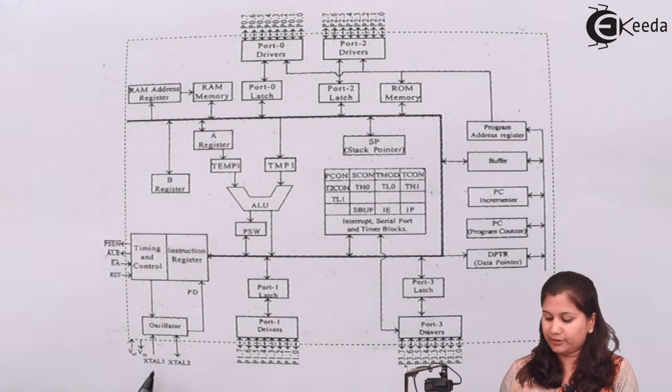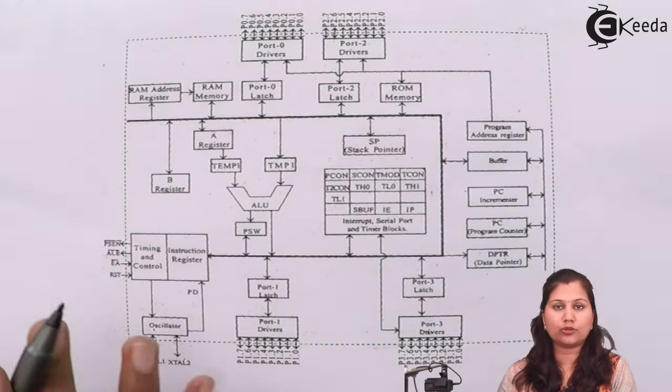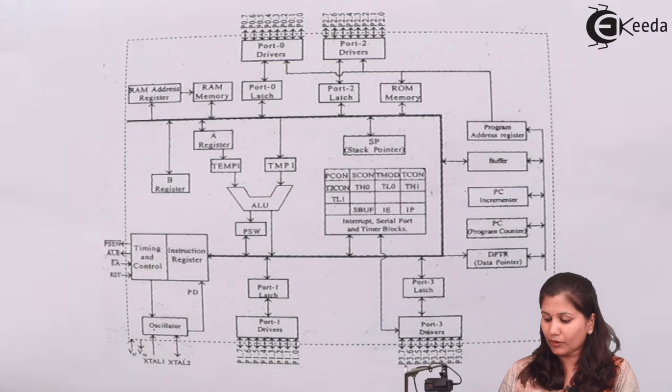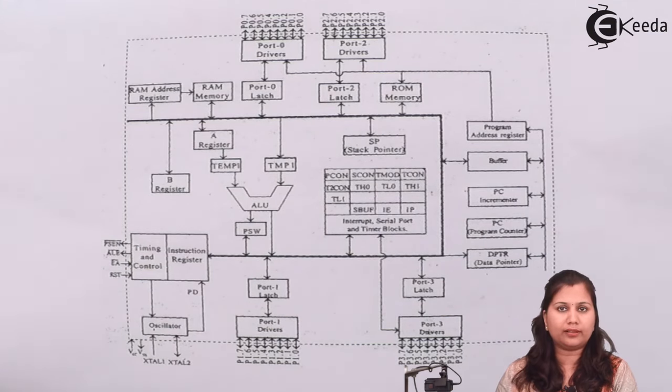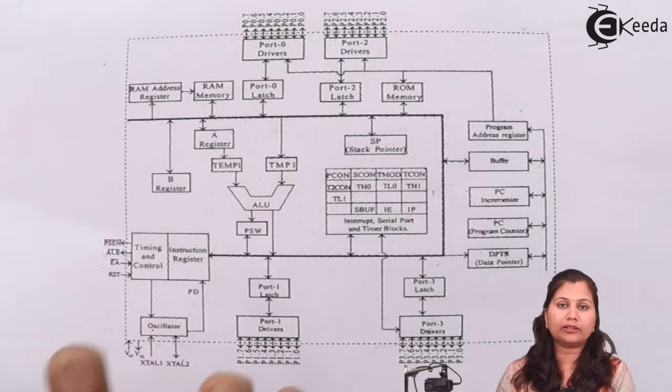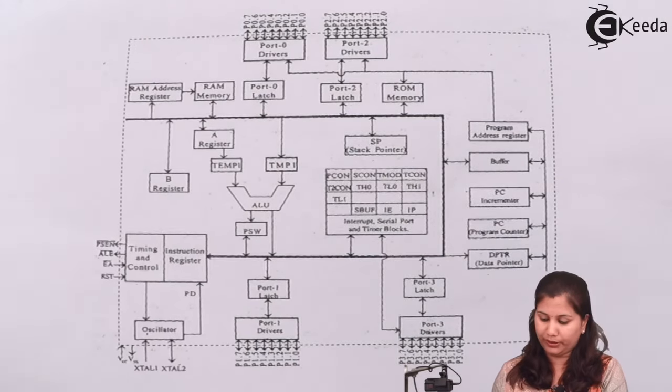To the oscillator, the crystal is connected, and this oscillator generates the clock pulses, and these clock pulses will be provided to the different registers of this 8051. So this was just a short description of the block diagram. We will study the blocks in detail now. First we will start with the ALU, that is the arithmetic and logical unit.